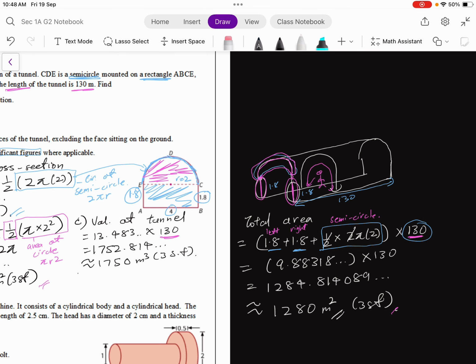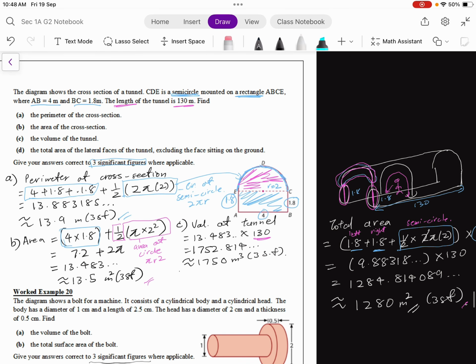Right. So hopefully this is clearer. Hopefully if a question like this ever comes out, you're able to do A, B or C.